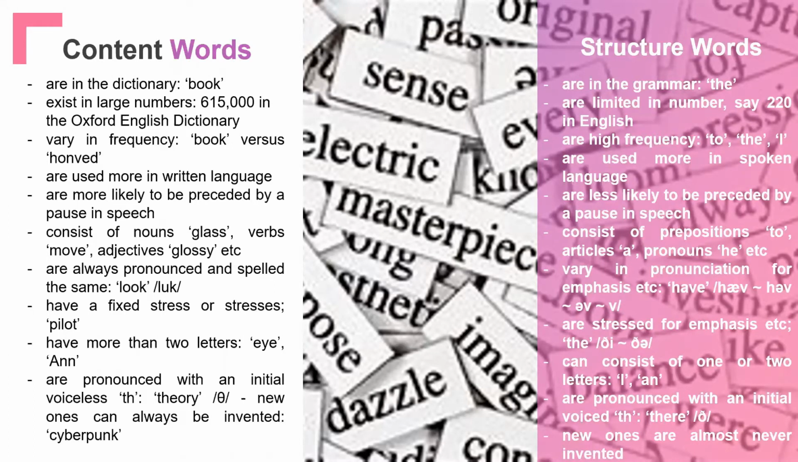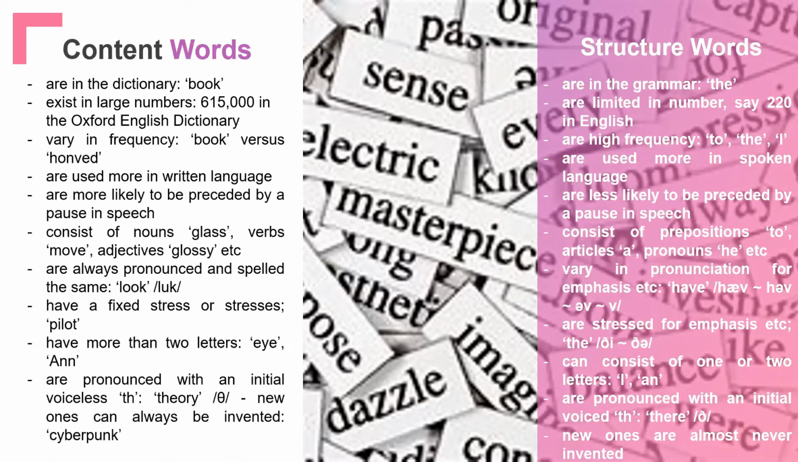This shows the main differences between content and structure words. Other differences are, for content words: they are used more in written language, are more likely to be preceded by a pause in speech, consist of nouns such as glass, verbs such as move, adjectives such as glossy, etc. They are always pronounced and spelled the same, such as look, have a fixed stress or stresses, such as pilot, have more than two letters, I or N, are pronounced with an initial voiceless th, as in theory. New ones can always be invented, such as cyberpunk.